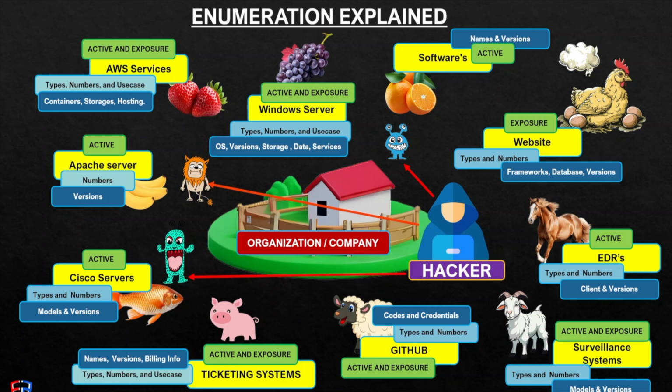Now, for GitHub, when we talk about types and numbers here, we're talking about codes and credentials. So what are the codes and credentials? We're talking about the code hosted on these GitHubs. So it could be various Python code, PHP code, C or C++, Bash scripts. All these are codes. So if you, as a penetration tester or bug bounty hunter, have found that this self-hosted GitHub is active and exposed to the public internet, you want to scan through this code.